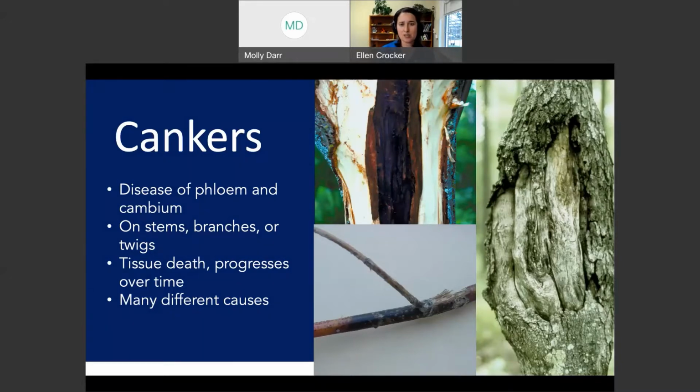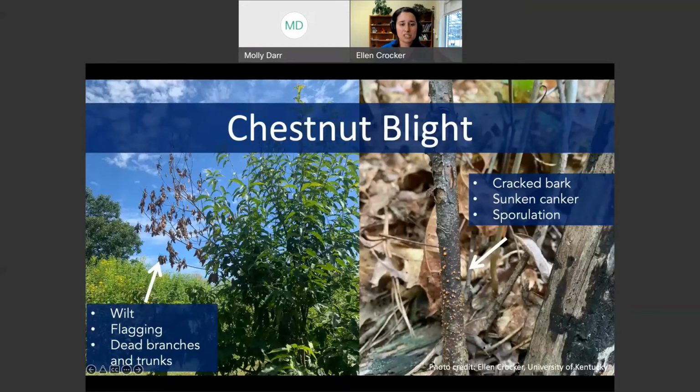So the tree is trying to compartmentalize, seal off that fungus or whatever is in there causing that problem. And if it's doing that, it might build up into a lot of wound response there. These cankers can look very different, or you might not see anything at all unless you peel back the bark and reveal the dead tissue underneath. So lots and lots of different types. And I think a good place to start might be with chestnut blight, and an example of how a pathogen can cause both wilt and canker symptoms.